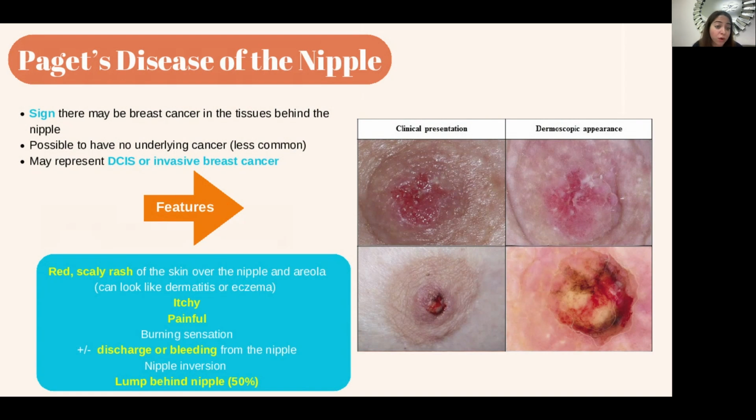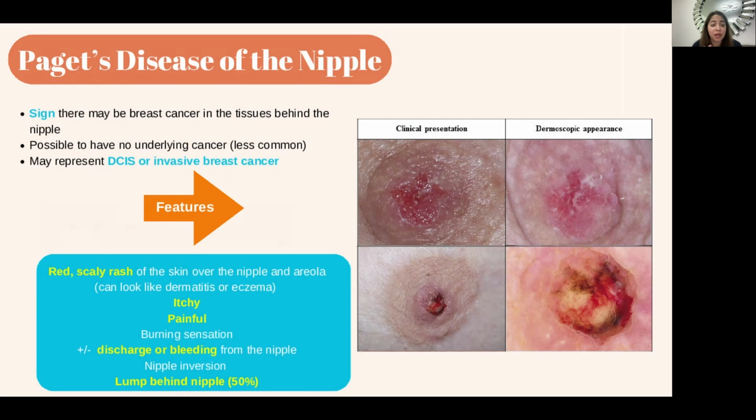The images show what they look like, so it's really just about the skin overlying the nipple. It can sort of mimic eczema or dermatitis, where it looks quite angry, it looks quite dry, with a scaly rash around the areola and around the nipple. Patients can complain that they're itchy or painful, and they can sometimes have discharge or bleeding from the nipple.